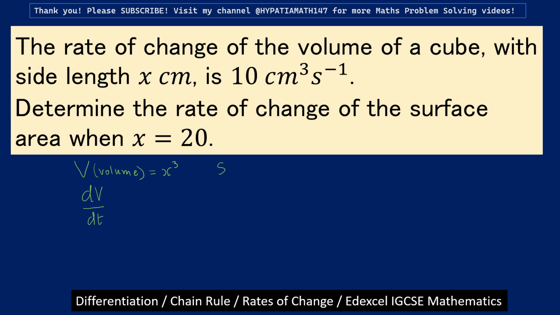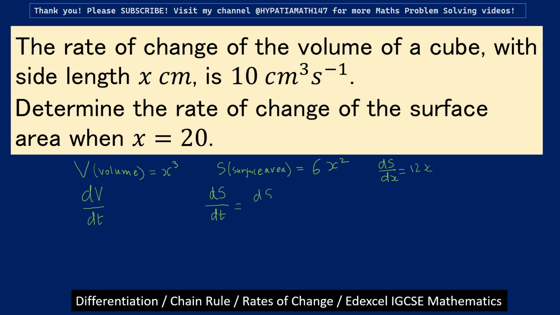So if S is the surface area, that would be x squared times 6. So we need to find the rate of change of the surface area. So we actually have to find dS out of dt. And that we can write as, so we can differentiate this. So dS out of dx is 12x.